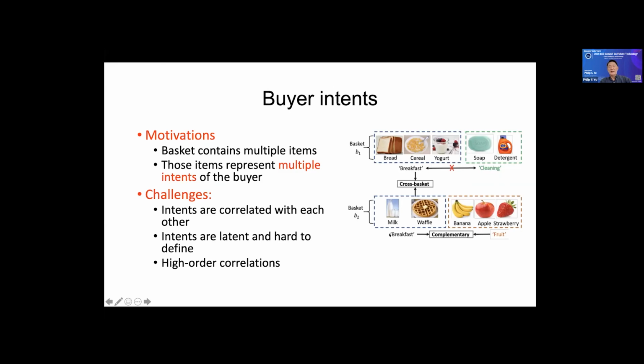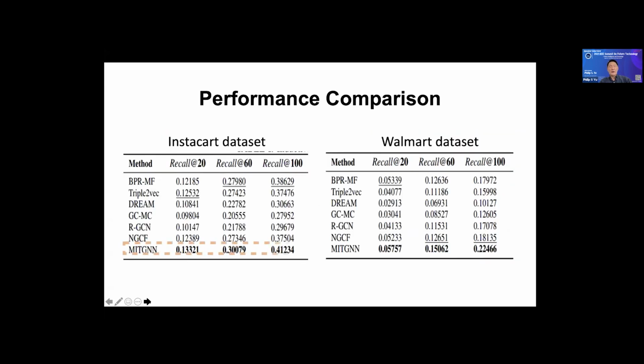And we look at another person, who bought milk and waffle. Again, this is breakfast. But on the other hand, he also buys banana, apple, strawberry. Those are fruit. So you can see that a basket can include multiple intents. Certainly different people may have partial overlap. For example, these two people overlap on breakfast, but they also have different interests. So we want to find this kind of correlation to help us do the prediction. If we can predict the intent, then we'll be able to better predict what is actually in the basket, and that will improve the accuracy of the prediction.